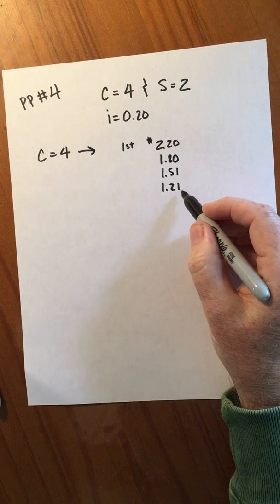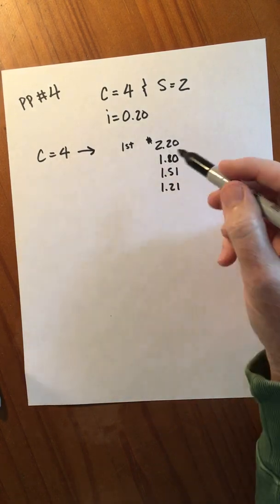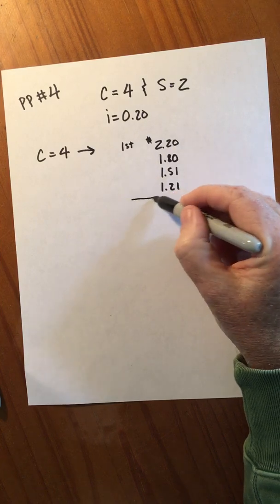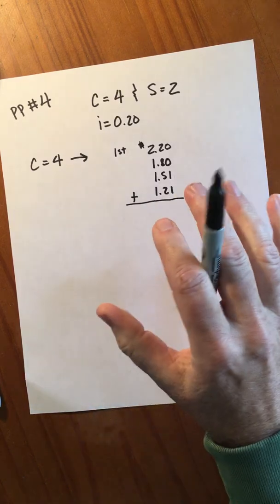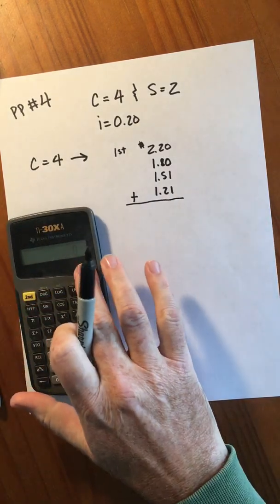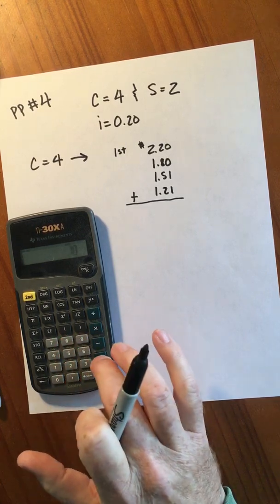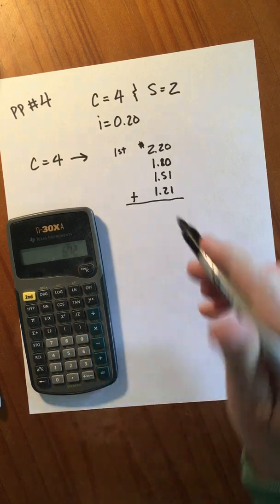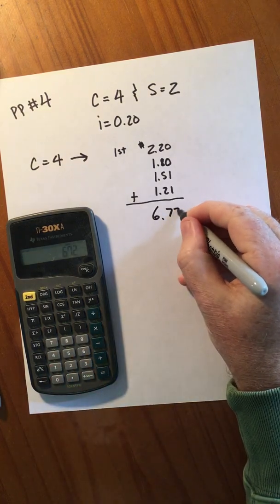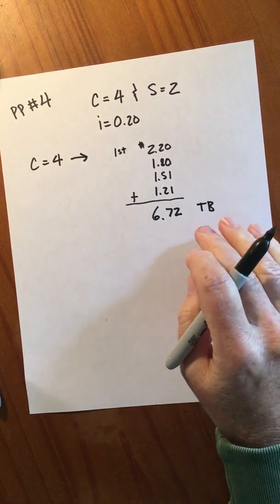So what I'm going to do here to get my total benefit if I spend all $4 is just add these up. If I add up these marginal benefit numbers for each dollar, that'll give me the total benefit. So I'm just going to drop all this in the calculator. I have 2.2 plus 1.8 plus 1.51 plus 1.21, which gives me $6.72 as the total benefit I get from consumption. Okay, and that's what it's looking for.